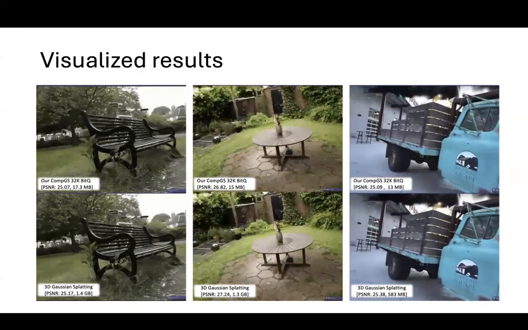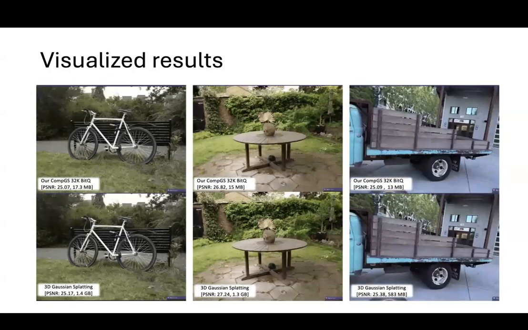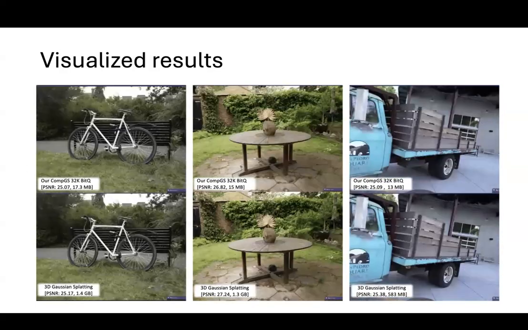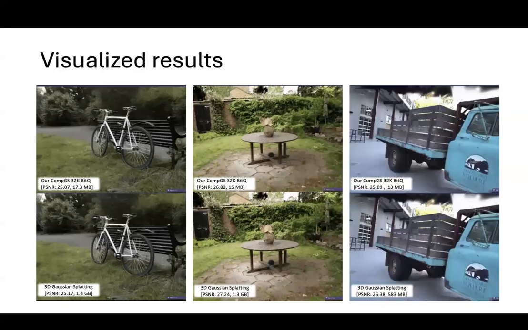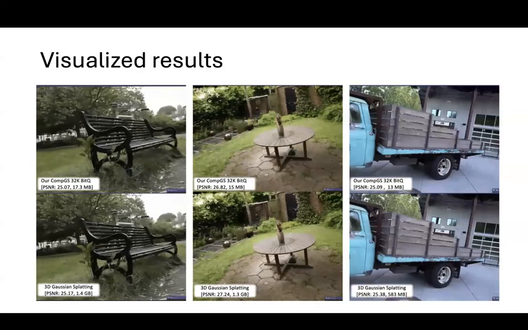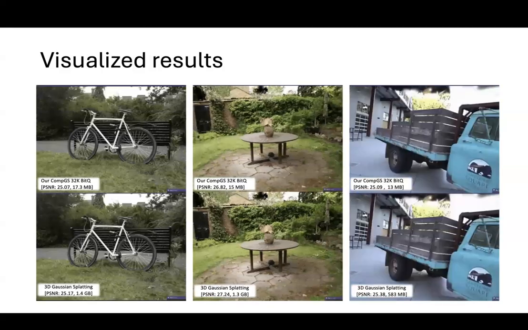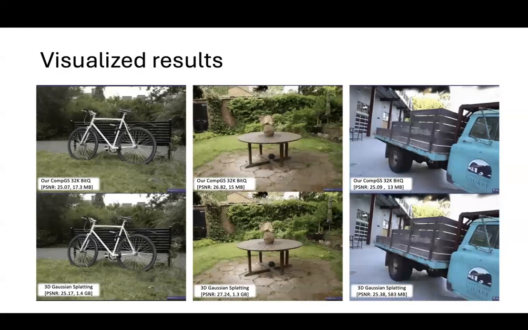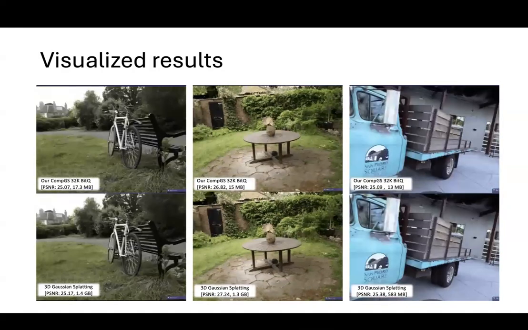Here are the visualized results of CompGS in the top row compared with 3DGS in the bottom row. There are no visually apparent differences between the two methods. CompGS captures high-frequency components and finer details like the spokes of the bike, as well as 3DGS.